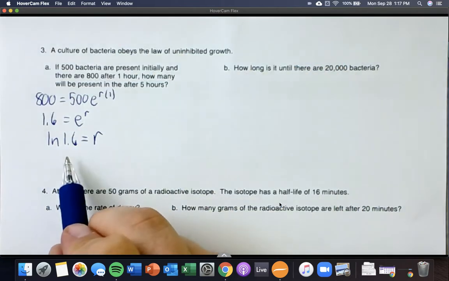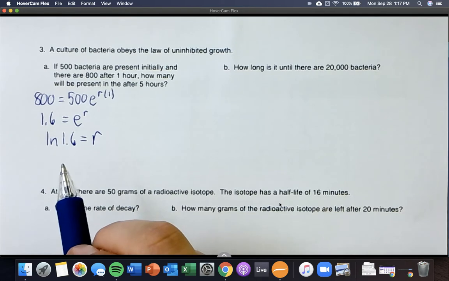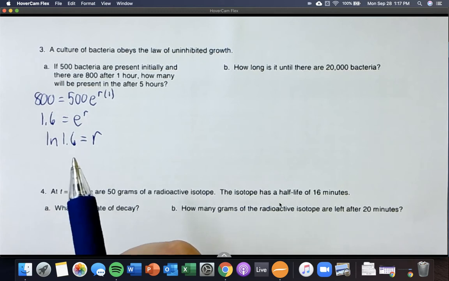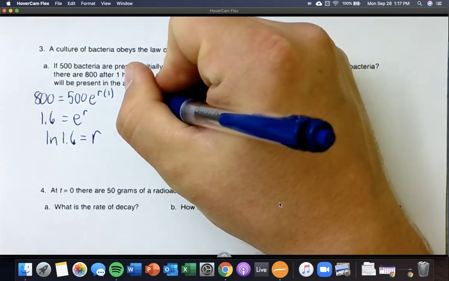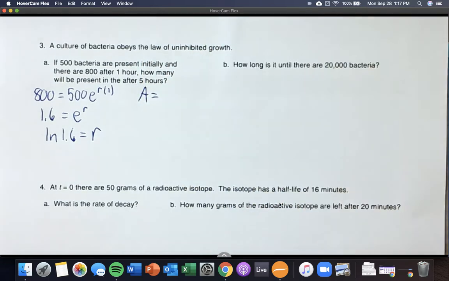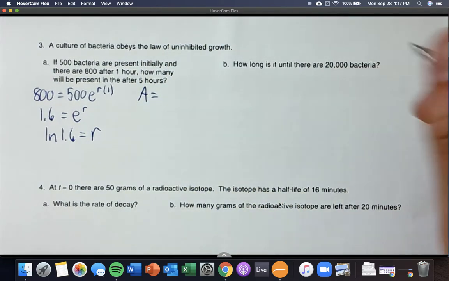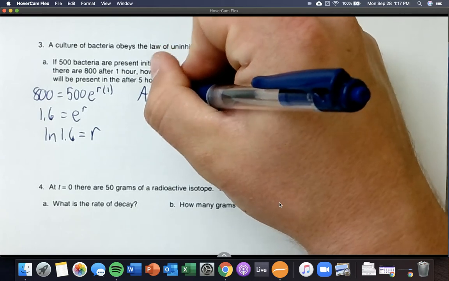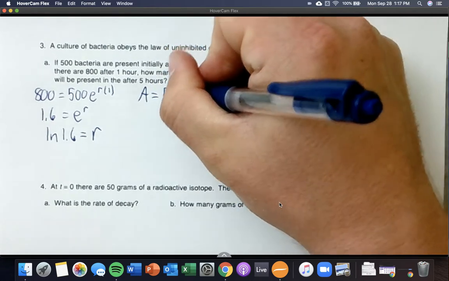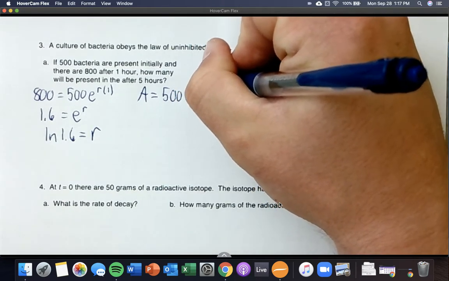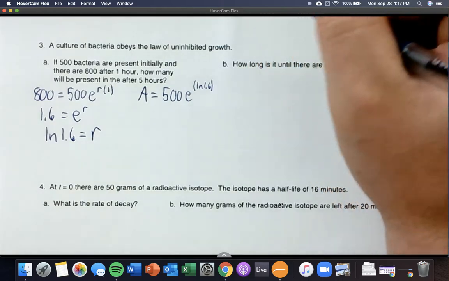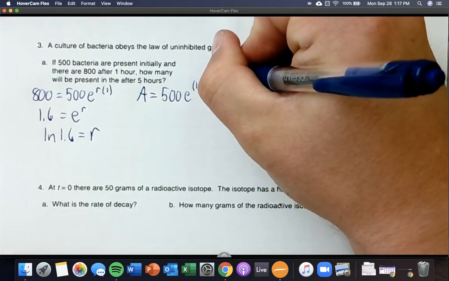We can leave it like this, because if we solve for the natural log of 1.6, we end up getting a really long decimal. So it might be easier just to leave it as the natural log of 1.6 for now, because we're going to have to plug it into the equation again. Now we have to solve what's the after amount, where the present amount is still 500, and the rate this time we know is the natural log of 1.6, and that's going to be multiplied by the time, which is now 5 hours.